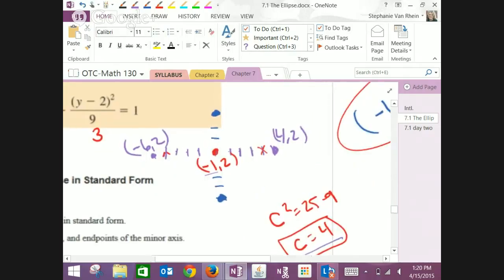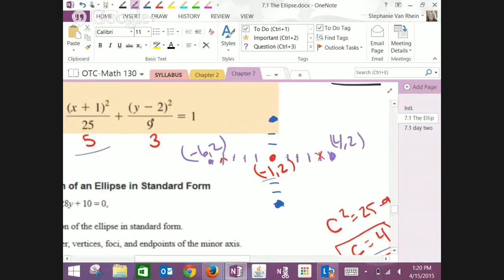If you count the tick marks here and say, okay, this is minus 1, this is x equals 0, this is x1, x2, x3, x4. This is x equals minus 1. If I go to the left, I have minus 2, minus 3, minus 4, minus 5, minus 6. So my x changed from minus 6 to minus 1 to 4, on my major axis. My minor axis, I'm going to go up and down.